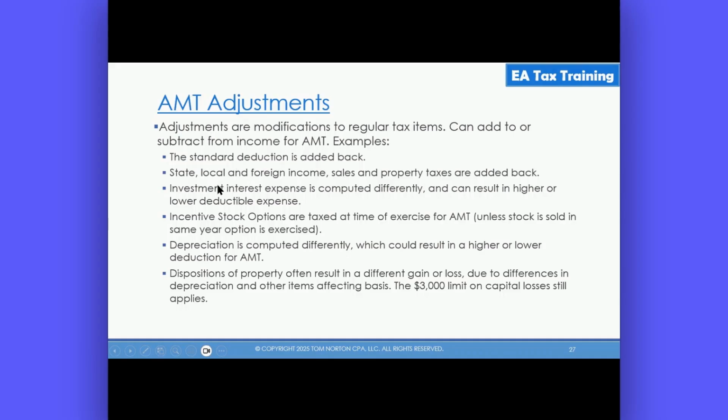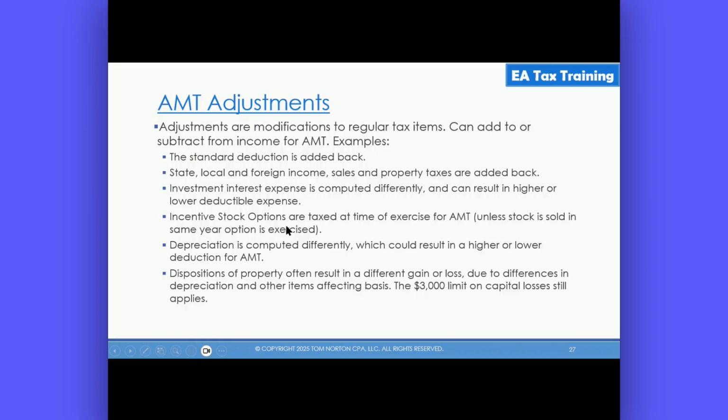If they itemize deductions, then any state, local, and foreign income, sales, and property taxes are added back. Also, if they itemize, investment interest expense is computed differently. So it can result in either more or less deductible investment interest expense. So it can be added or subtracted.